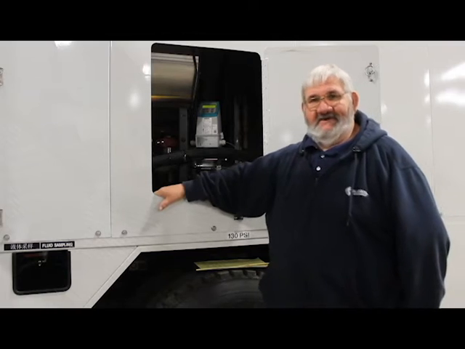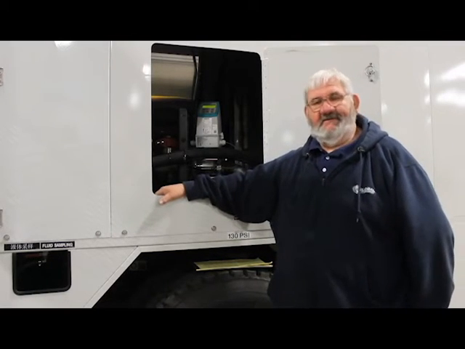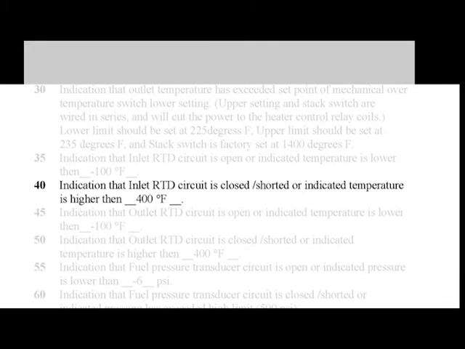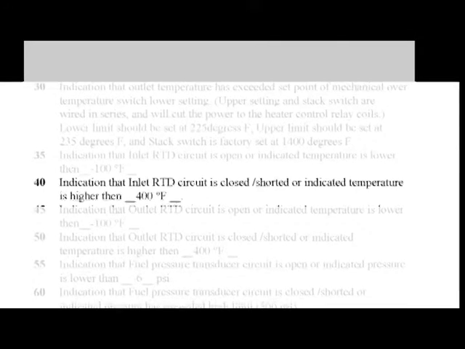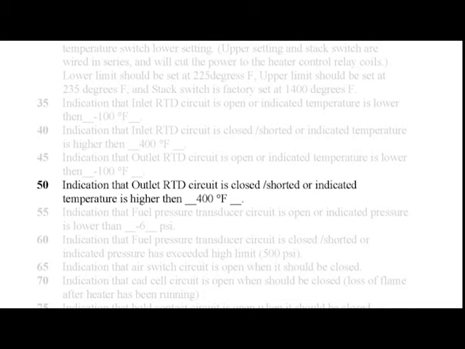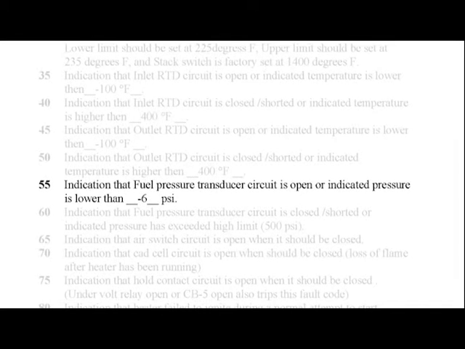Now the video today is going to cover 6 different codes. Those codes are code 35, which is Inlet RTD open, code 40, Inlet RTD shorted, code 45, Outlet RTD open, code 50, Outlet RTD shorted, code 55, fuel pressure transducer open, code 60, fuel pressure transducer shorted.